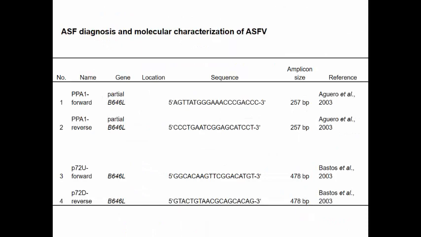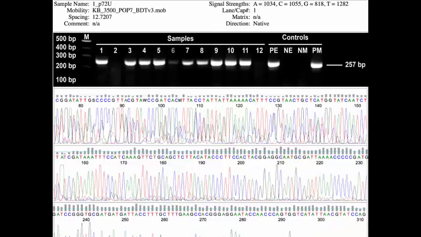So what we have been doing in our country involved the diagnosis of African swine fever and also molecular characterization of this disease. Talking about diagnosis, primers PPA1 and PPA2 have been used, and these amplify the partial B646L gene, with the expected band being 257 base pair, as stated by Aguero et al. And for molecular characterization purposes, P72U and P72D primers have been used with an expected band of 478 base pair, as stated before by Bastos et al. From this slide, you can appreciate the PCR product, which is 257 base pair, and the pictures below show the sequencing results.